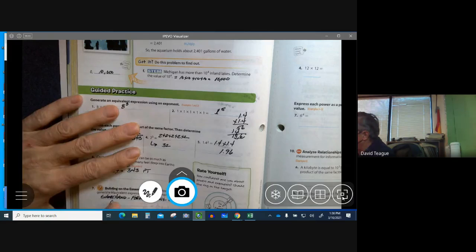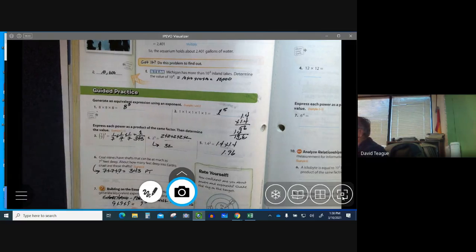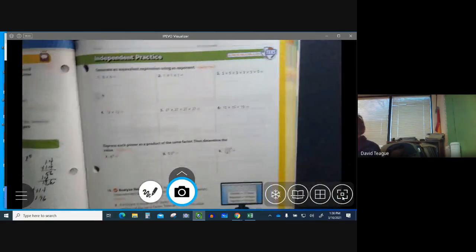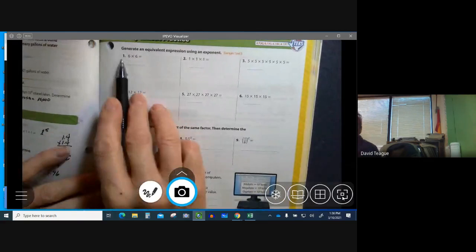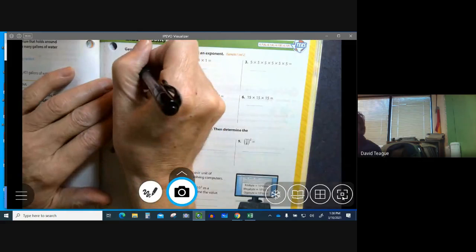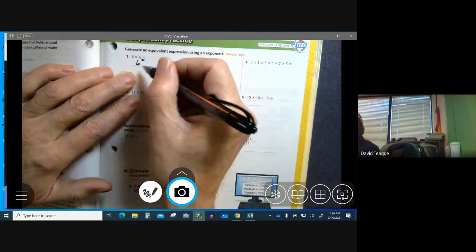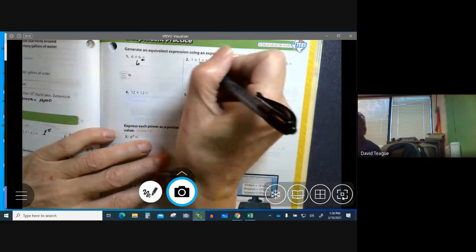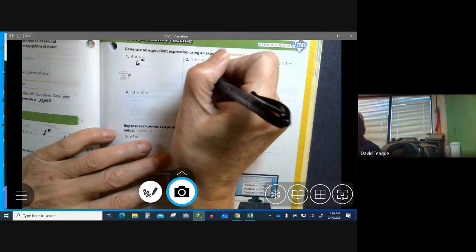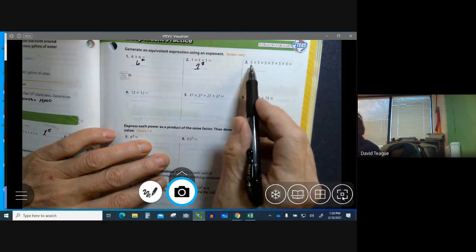Okay, so example, if you had 9 times 9 times 9, right, that's 9 to the 3rd power, or 9 cubed. Okay, let's go over to the next page. We got page 507, right? 6 times 6. That's what? 6 to the what power? It's 6 to the 2nd power, or 6 squared. You can use the word squared. Now I have 1 times 1 times 1. That's 1 to the 3rd power.